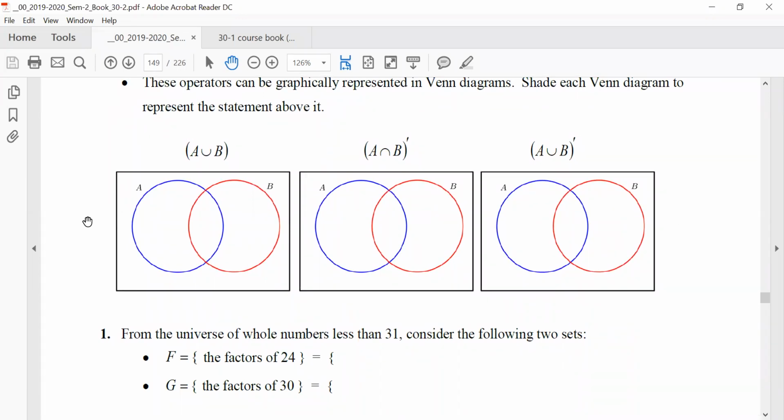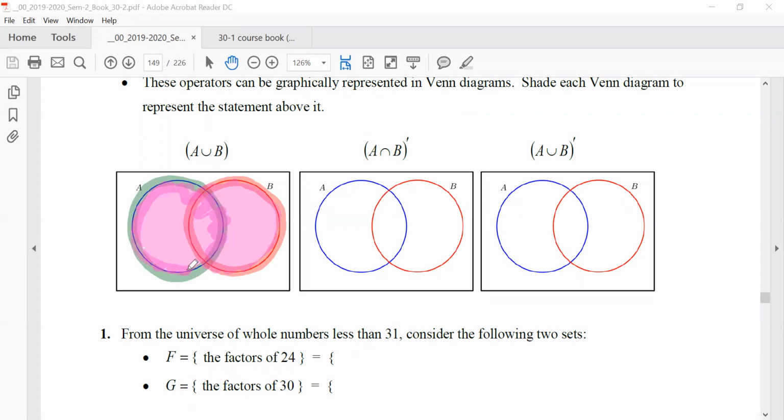Okay, so the next question here says we're going to shade the region that we're looking for. So the first one says A union B. So that means I'm in A, I'm in B, or I'm in both. So I'm going to shade, and guess what? There's A union B right there.